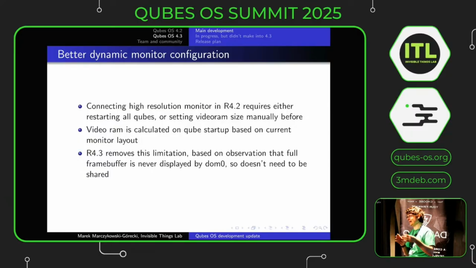Depending on the layout, but that's not always enough. You can configure it, or you can simply restart a Qube after connecting the display. Sounds silly, but it works. But in 4.3, we finally managed to fix that. There was some observation that one of those buffers is actually not needed. So instead of trying to find how to dynamically reconfigure it, we simply dropped it. And it works.